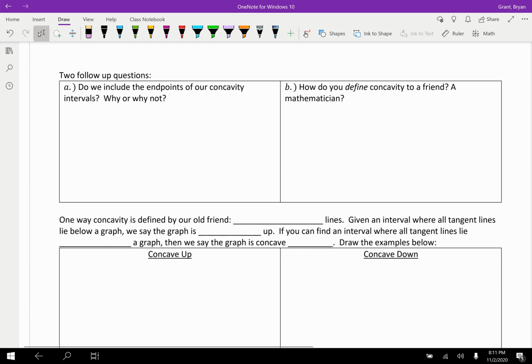And then part B is a really interesting one, and I'm not going to answer part B. I'm going to let you answer that because it's kind of that similar situation where we struggled to describe relative mins and maxes. Defining concavity is tricky. Right? When I said it measures the curviness of the graph, that's not a very mathematically strict definition. So how would you define it?